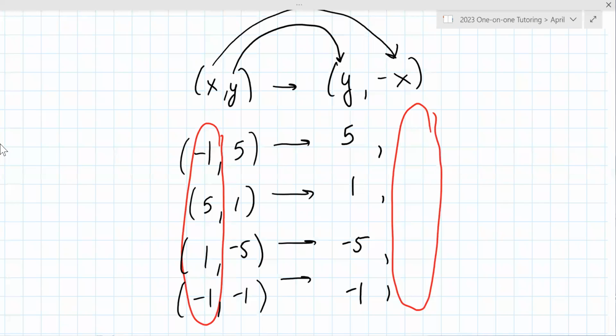I want you to take each of these x values on the left here, the ones that are in the red, and negate them. Negate each one. 1, okay. 5, -5. Good. -1. Good. And 1. All right. Awesome. Okay. Let's try another one here.